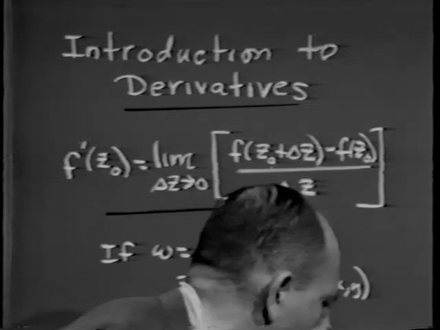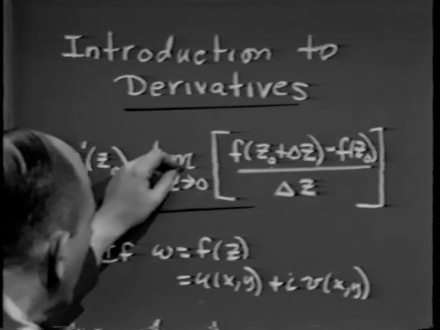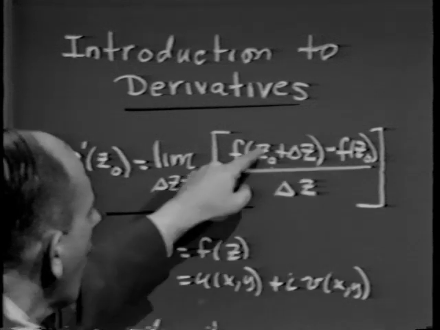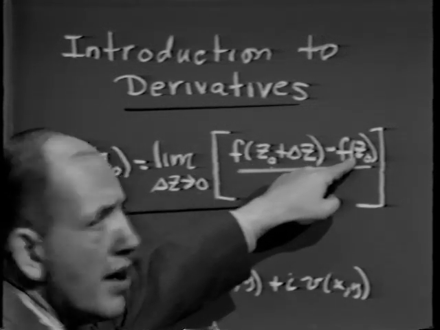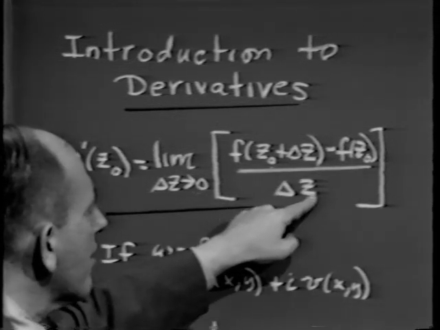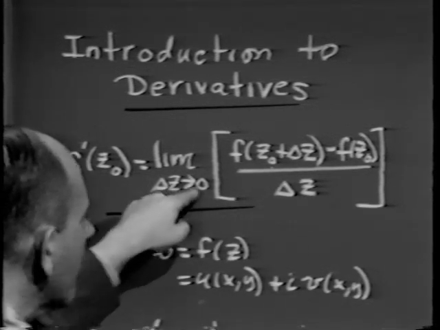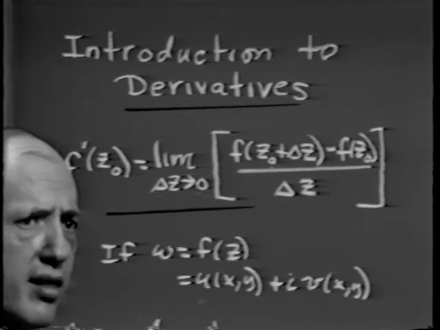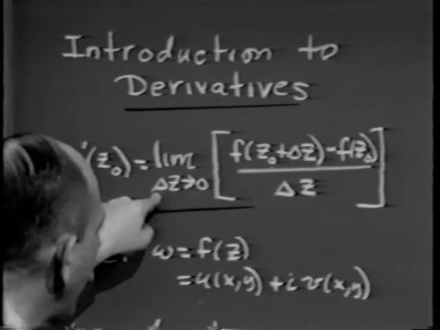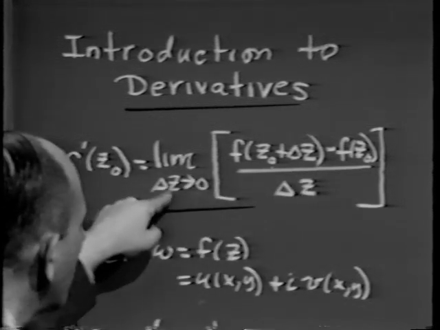The questions, of course, that we raise are, first of all, does this make sense? Well, remember, f is defined for complex numbers, and f of a complex number is a complex number. So this is the difference of 2 complex numbers. The difference of 2 complex numbers is a complex number. We're dividing that difference by another complex number, which, by the way, can't be 0. Remember, delta z is not 0. It approaches 0 means that the absolute value of delta z is greater than 0, but less than delta, you know, little delta, the same as in the epsilon delta definition.